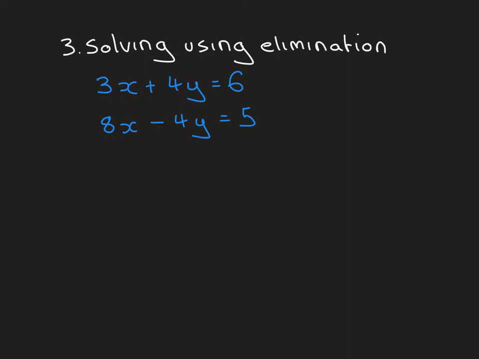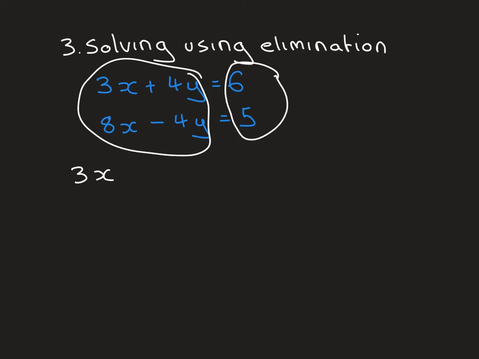So if we do that, everything on this side of the equation is going to be added together, and everything on this side of the equation is going to be added together. So what we're going to have then is 3x plus 4y plus 8x take 4y. That's everything on that first side of the equation is equal to 6 plus 5.